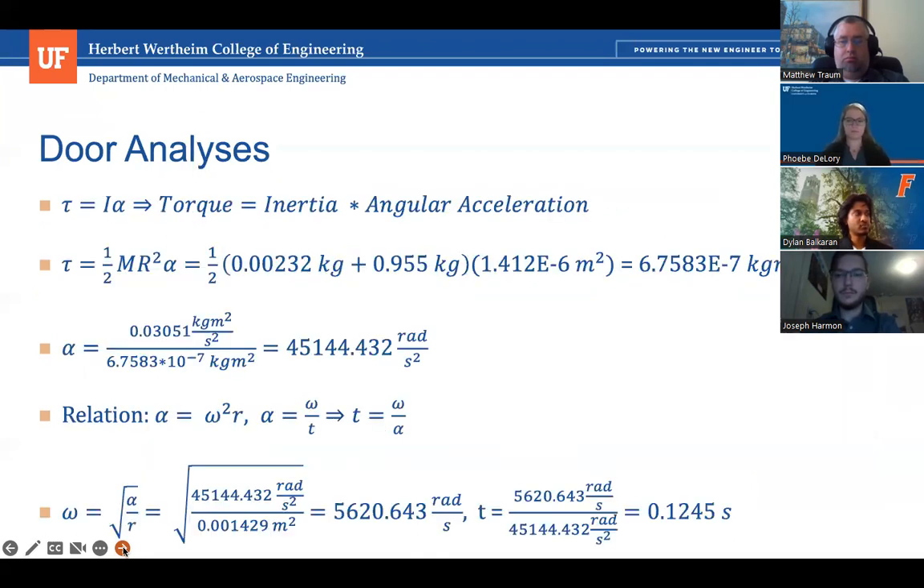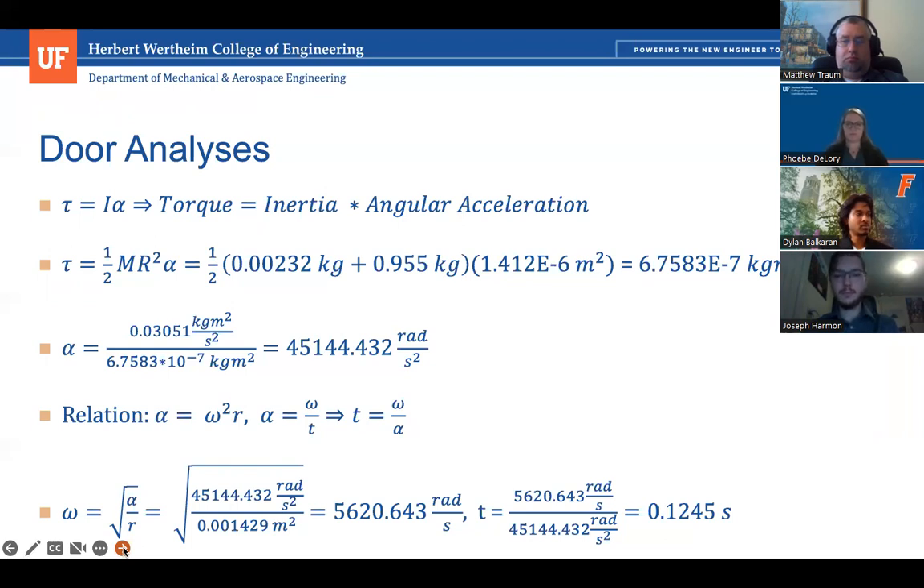Using the torque is equal to inertia times angular acceleration formula, and replacing the inertia variable with a 1/2 mr squared expression, we were able to determine that the inertia is equal to approximately 6.7583 e to the -7 kilogram meter squared. And reworking the equation to solve for angular acceleration, we were able to find that it is equal to 45,144.432 radians per second squared.